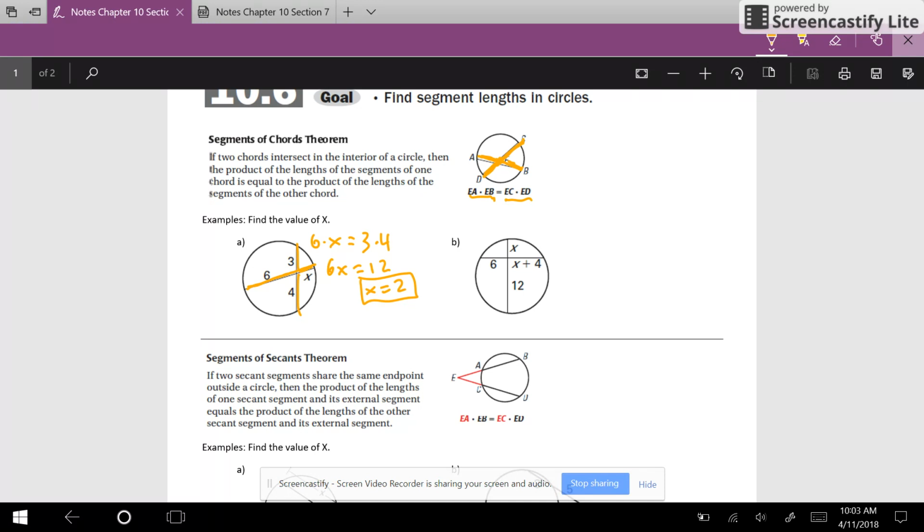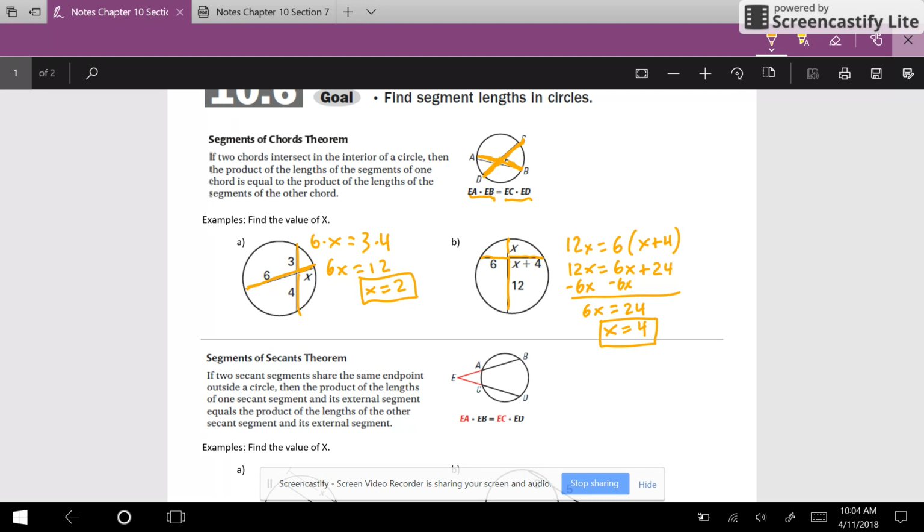Part B, same thing. So on this one diagonal, I've got an X and a 12. Multiply them together, that's 12X. The other diagonal has a 6 and an X plus 4. I'll have to group X plus 4 together with parentheses. And so then to multiply those, I'll have to distribute. I'll subtract 6X from both sides. And I see that X is equal to 4.